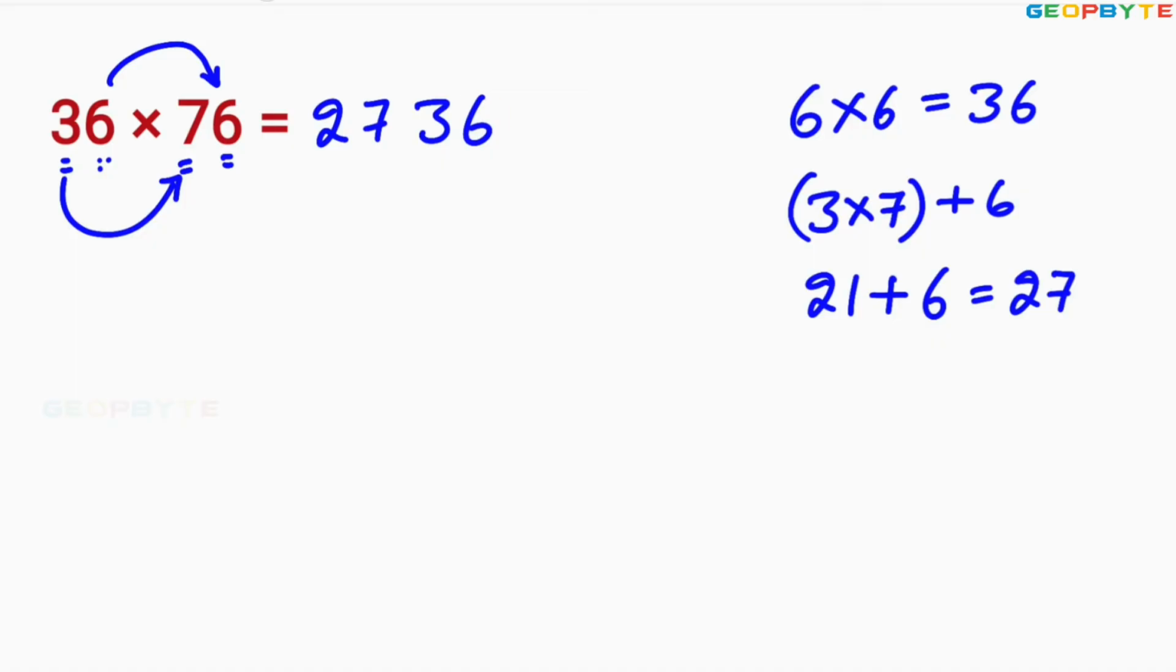2736 is the value for the multiplication of 36 into 76. I hope you are clearly following. Let us move to some more multiplication numbers. Look at the number. The ones place digit remains same. Sum of the tens place digits is 10.